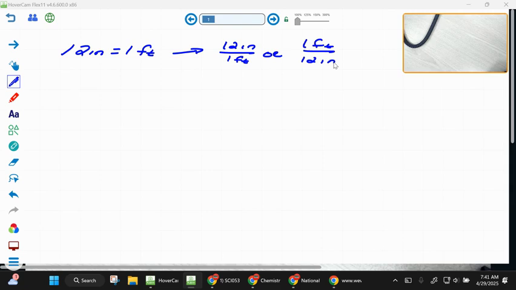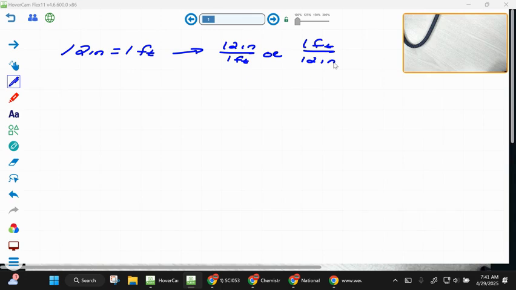So anytime two things are equal, we can make a conversion factor out of them. And we can put either one of the units on the top with its number, either one of the units on the bottom. This would be used if you were going from feet into inches. This would be used if you were going from inches into feet. Are there any questions on that?